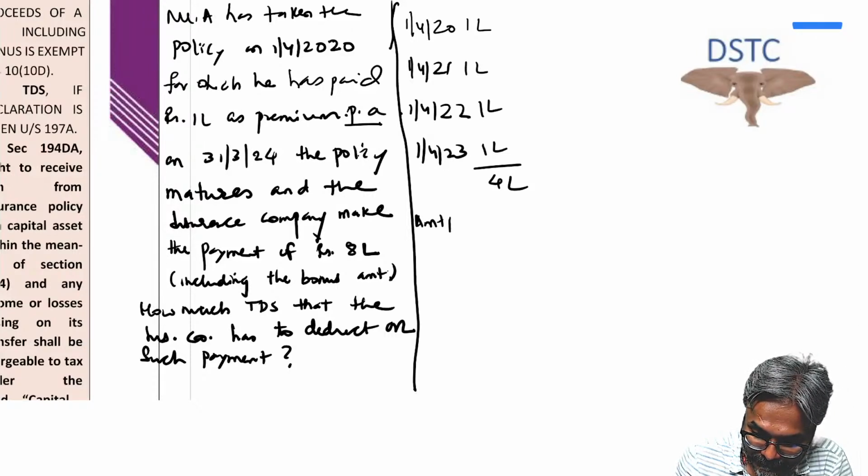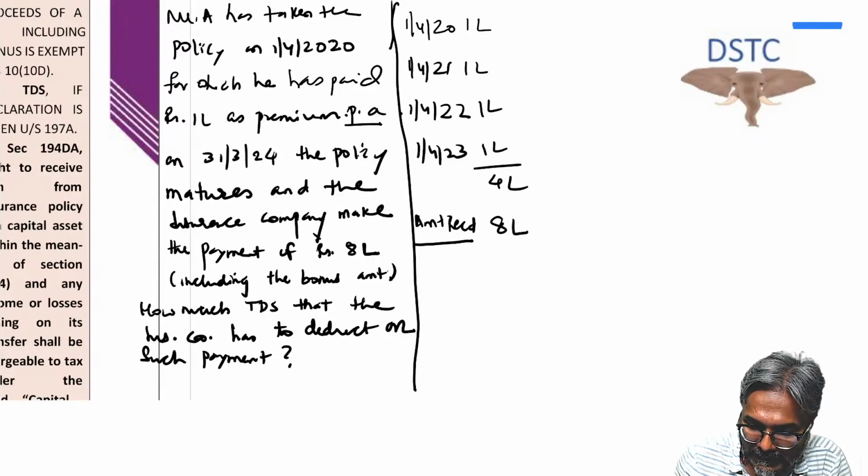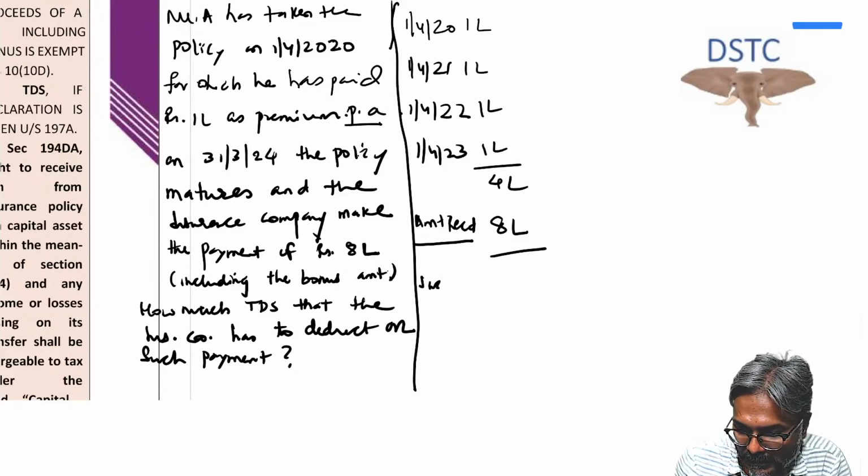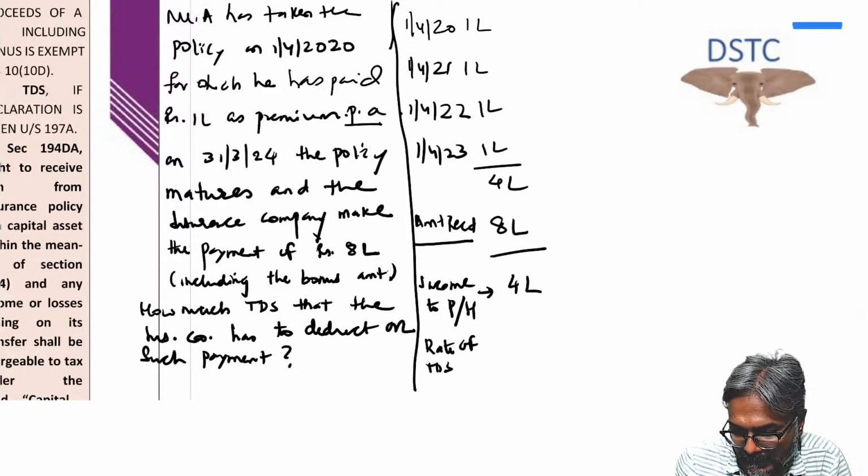Against that, the amount received in this particular context is 8 lakhs. So the income portion is how much? Income to the policyholder, PH I'm writing, is 4 lakhs, and the rate of TDS is 5%. So this is also important. It is in excess of rupees 1 lakh.